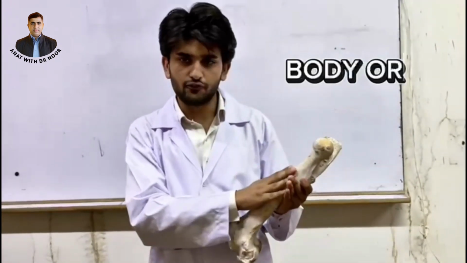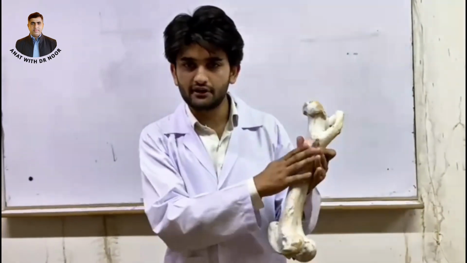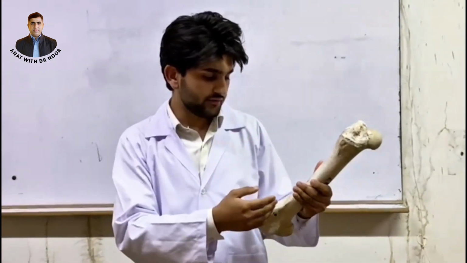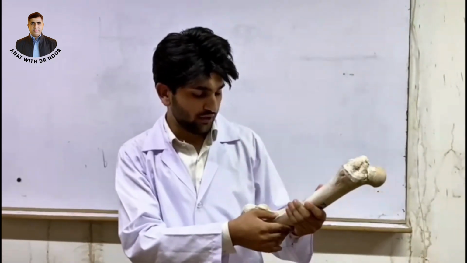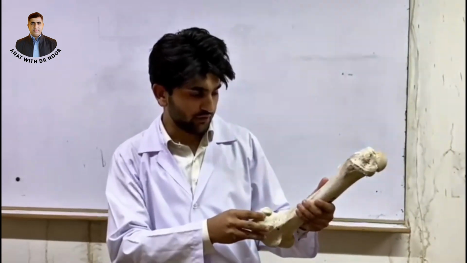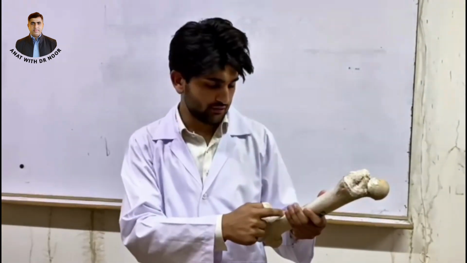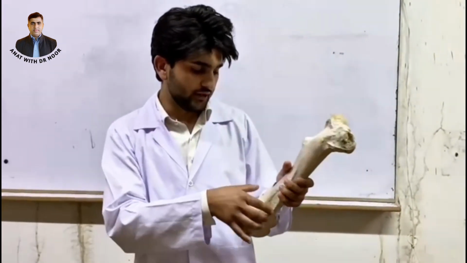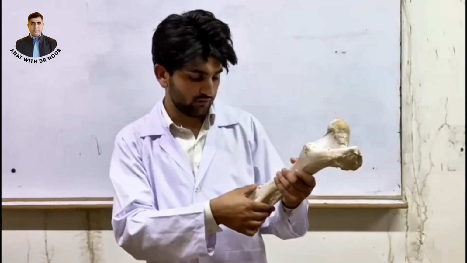The body contains four surfaces: caudal surface, cranial surface, medial surface, and lateral surface. The caudal surface at the distal aspect has a fossa known as the supracondylar fossa above the lateral condyle. This fossa is present in horse and ox but absent in dog. There are two tuberosities, medial and lateral, present on the distal end of the body or shaft for the attachment of muscle.